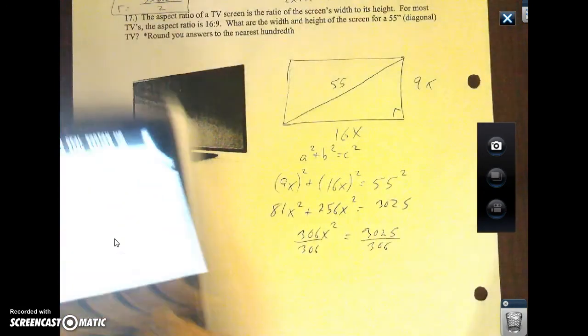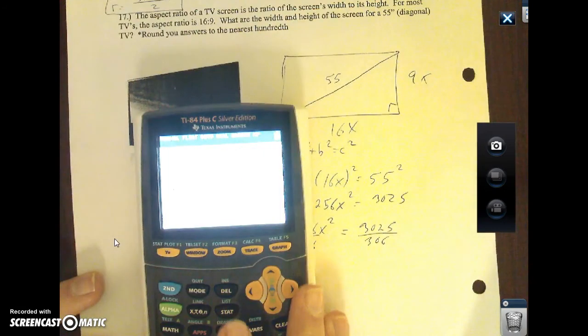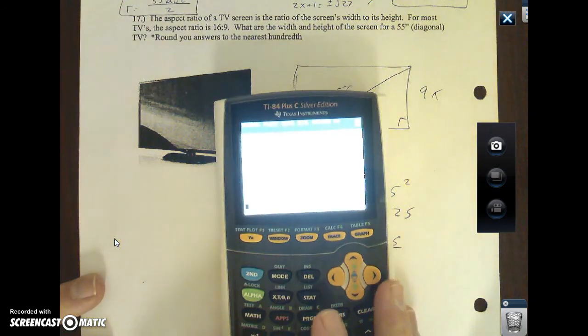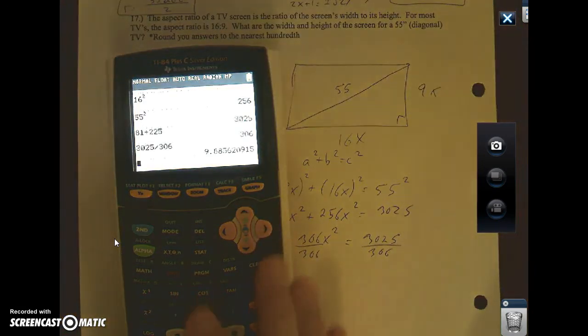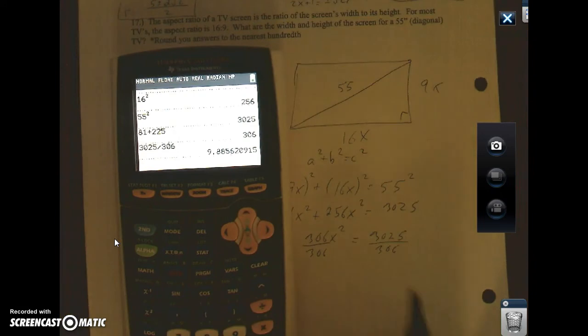Now, here's the one thing I do need to show you in the calculator. Please work, please work, please work. I'm trying here. That kind of works. When I do 3,025 divided by 306, I get this answer, 9.885620915. So it looks like this. Sorry, it's dimming right now.